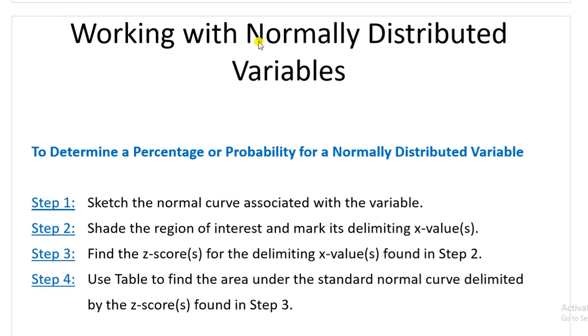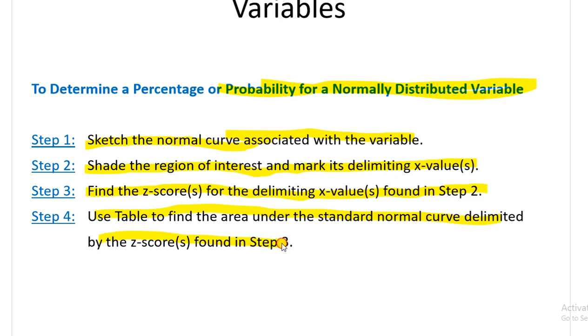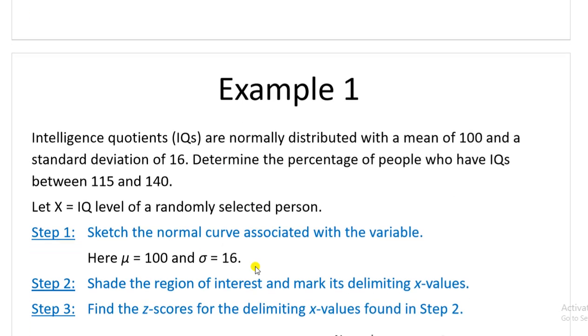Let's go back to the normal distribution, not the standardized normal. Now it's a normally distributed variable. To determine the percentage or probability of a normally distributed variable, I have to follow these four steps. First of all, sketch the normal curve associated with the variable. Then shade the region of interest and mark its x values. Then find the z-scores for the x values of step 2, and then use the table to find the area of the standard normal z-scores in step 3. So let's see an example.